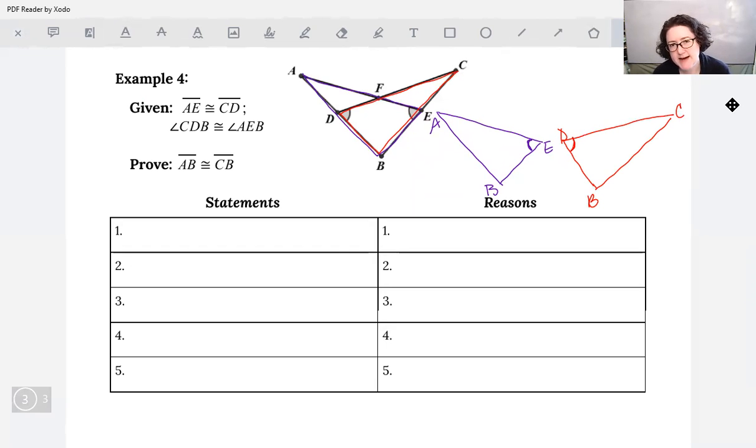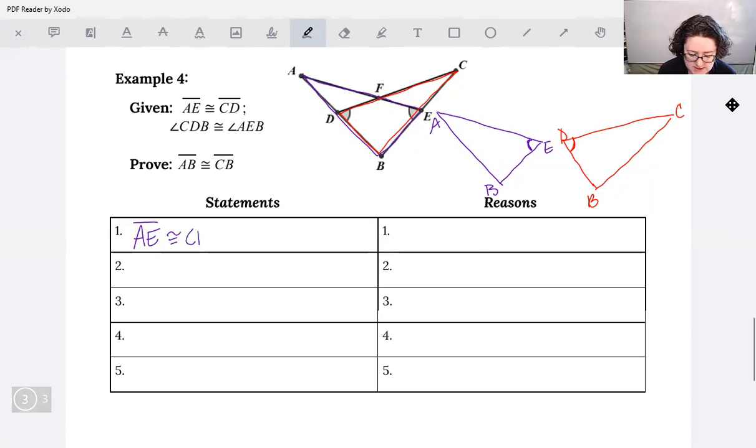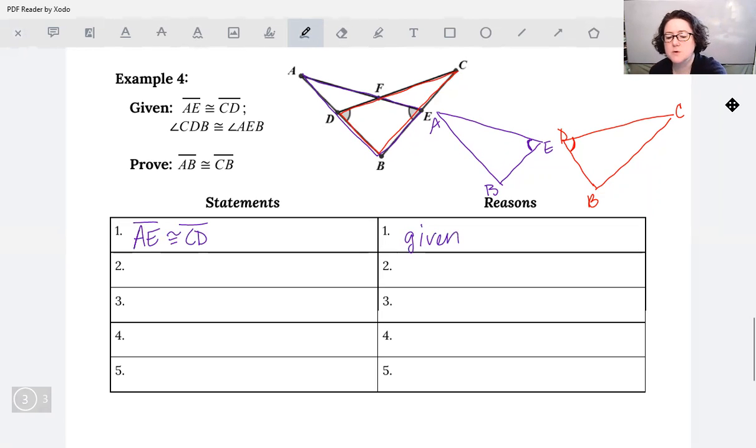So let's attack this now that we can see our 2 separate triangles. Alrighty, so let's write down our givens. We are given that AE is congruent to CD. So those segments are congruent. That is given information.